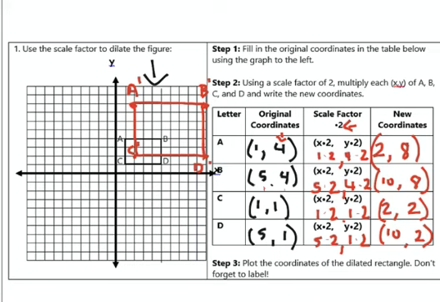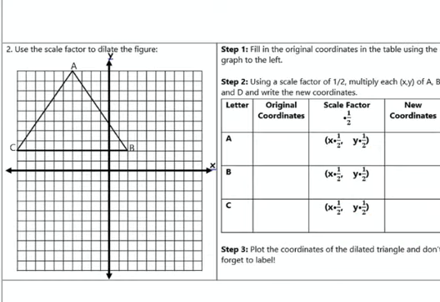All right, go ahead and flip your paper over to the back for number 2. Okay, this time we have a nice big triangle, and it says use the scale factor to dilate the figure. So step 1, fill in the original coordinates in the table using the graph to the left. So let's go ahead and do that first. So A is over 4.